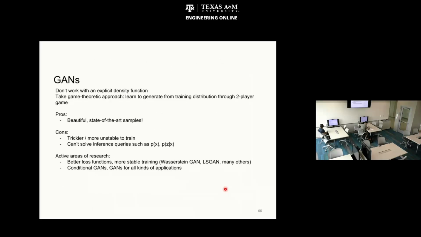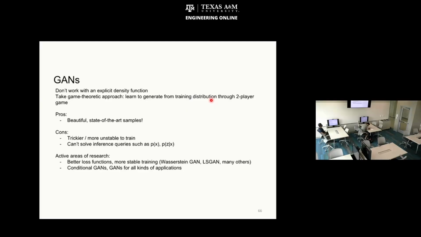And let's summarize again. What about the GAN, right? It doesn't really work with an explicit density distribution. It just tries to optimize the samples, and the loss on the generated samples is just to make sure that they cannot be discriminated by the best expert. But the best expert, the discriminator, is also trained concurrently with the generator. So it's a two-player game, right? It learns to generate from the training distribution through the two-player game.